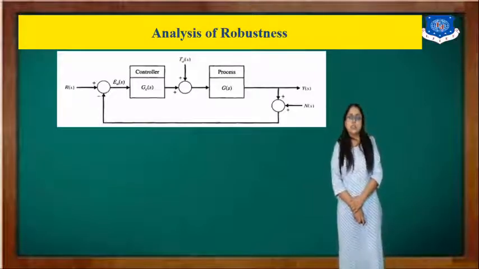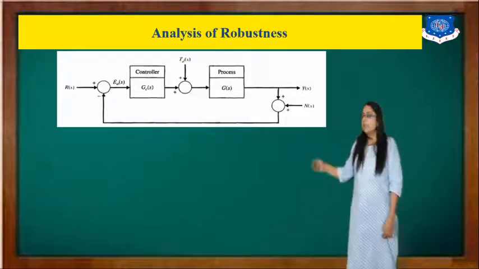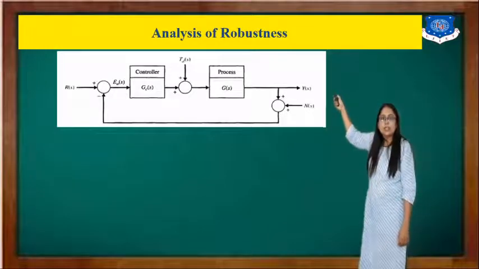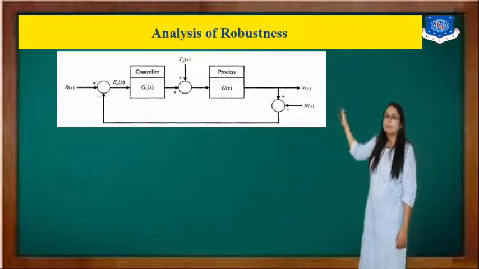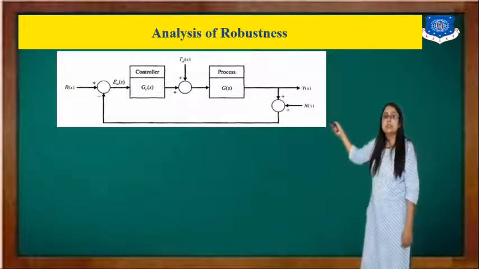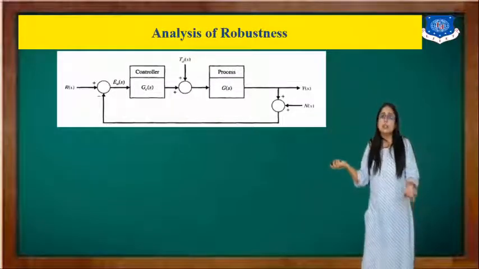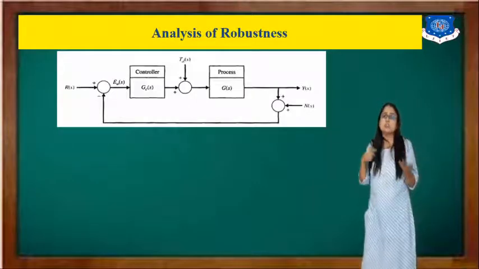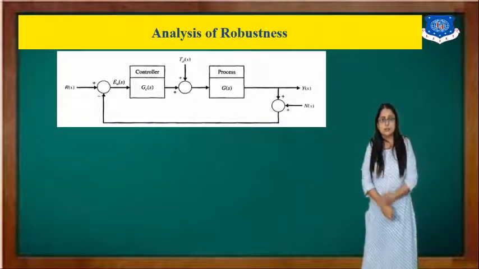So see, this is the diagram. Here we have some errors and some tracking errors, some controllers there, some processes there. Here N of s, consider that as what? It's a noise of the system. That can be any external noise or some internal disturbance, anything.